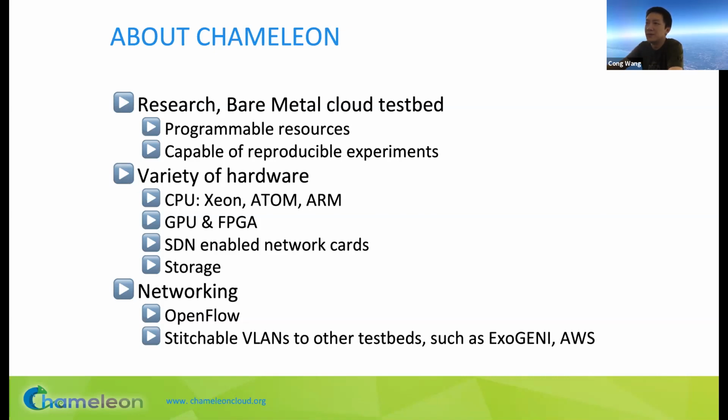Chameleon also provides a variety of hardware that users can choose from. For example, we have Xeon, Atom, or ARM-based CPUs, GPUs, FPGAs, and SDN-enabled network cards on many of the nodes. Many of the Chameleon nodes have large storage capacity, so you can run large-scale data-intensive applications. Chameleon also has advanced networking capabilities, including OpenFlow, as well as stitchable VLANs to other testbeds, such as ExoGeni or Amazon Web Services.